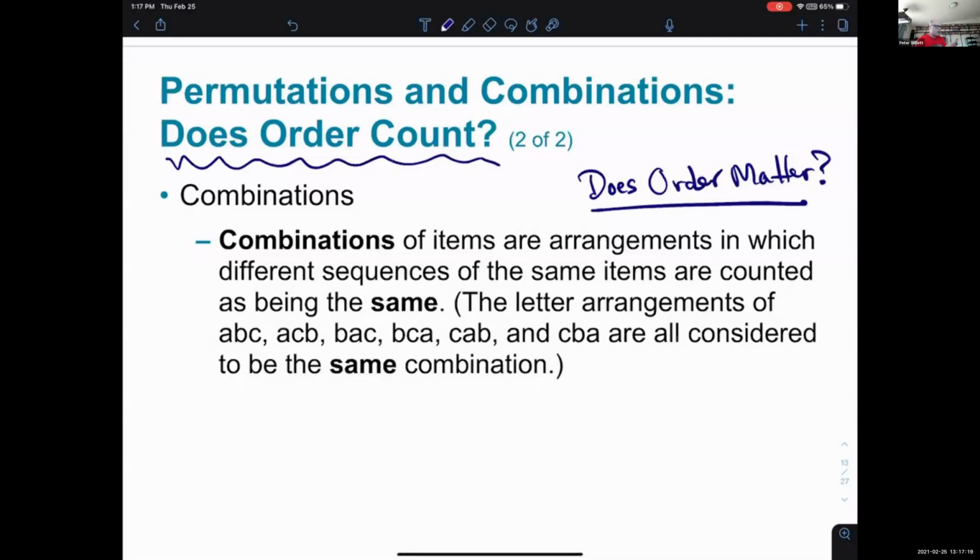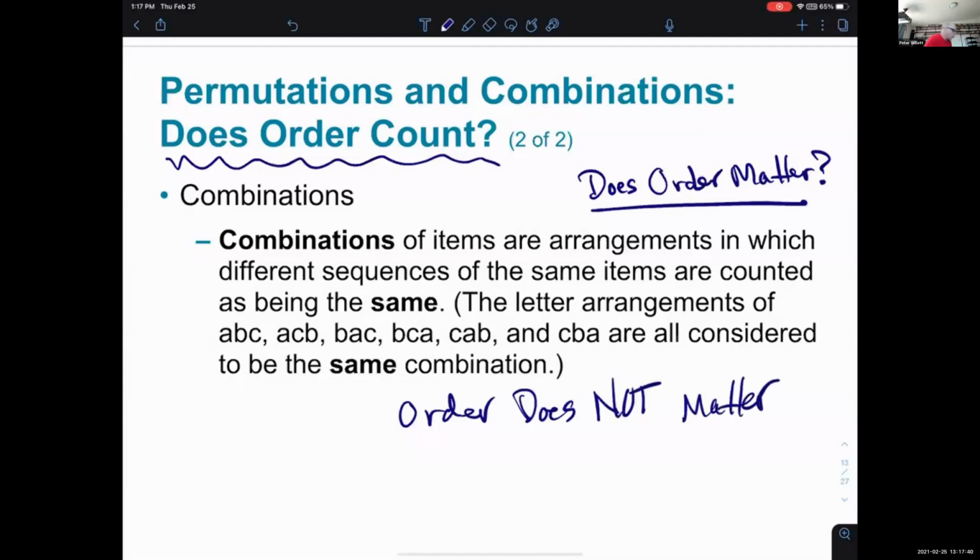Did I pick Joe, then Sue, then Frank? Or did I pick Sue, then Frank, then Joe? Well, it doesn't matter, because it's still those same three people on the committee. So for combinations, the basic idea is that order does not matter, where with permutations, it does.